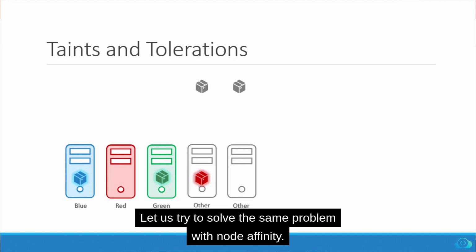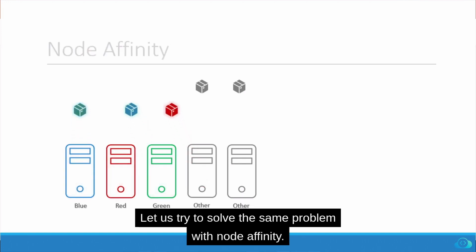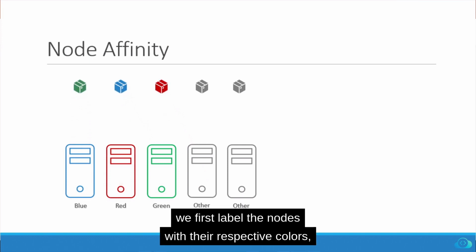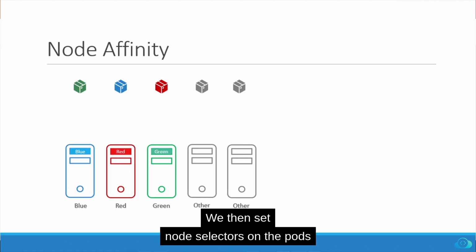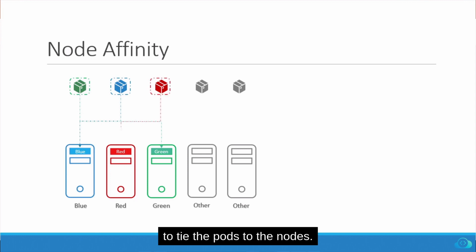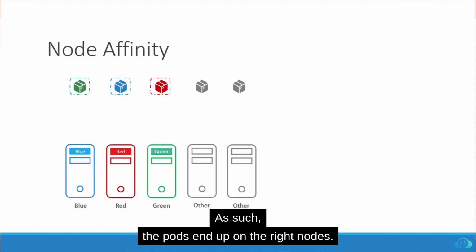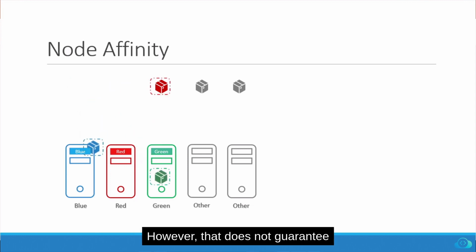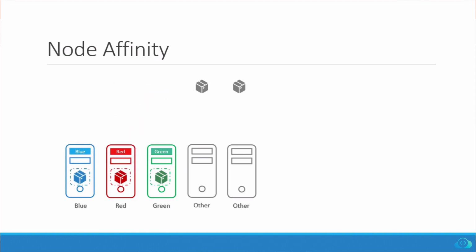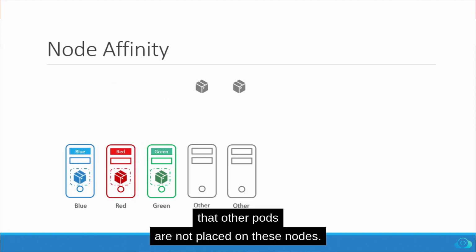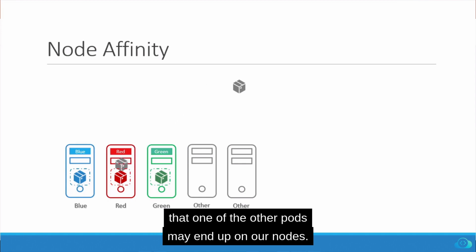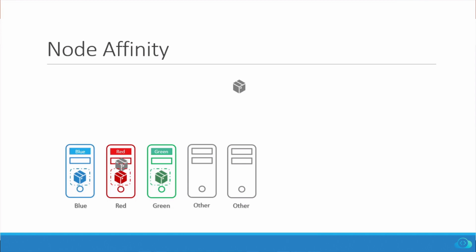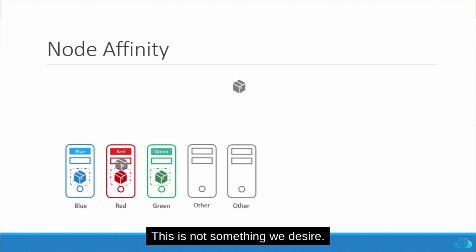Let us try to solve the same problem with node affinity. With node affinity, we first label the nodes with their respective colors, blue, red, and green. We then set node selectors on the pods to tie the pods to the nodes. As such, the pods end up on the right nodes. However, that does not guarantee that other pods are not placed on these nodes. In this case, there is a chance that one of the other pods may end up on our nodes. This is not something we desire.